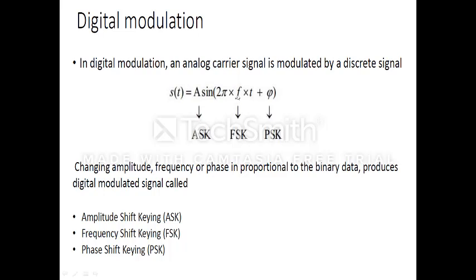When the carrier's frequency changes due to the digital data, the modulation is called frequency shift keying. If the carrier's phase changes due to the digital data, that modulation is called phase shift keying. So changing amplitude, frequency, or phase in proportion to the binary or digital data produces digital modulated signals, called amplitude shift keying, phase shift keying, and frequency shift keying.